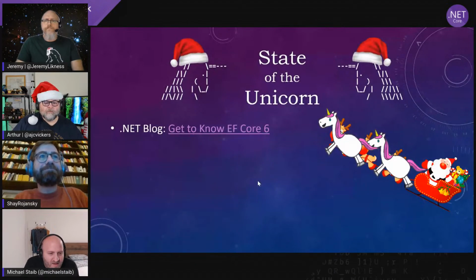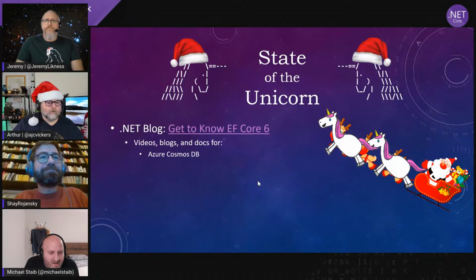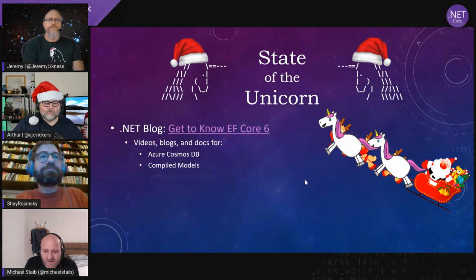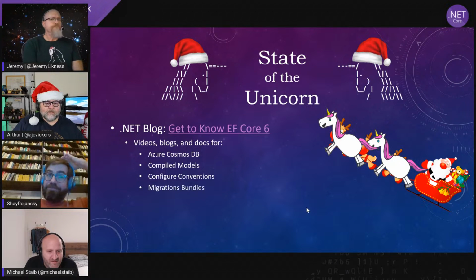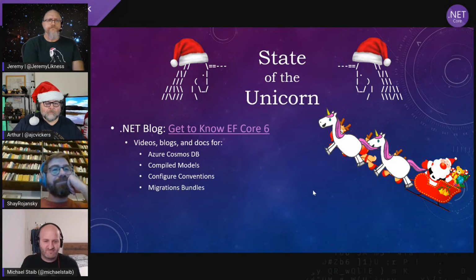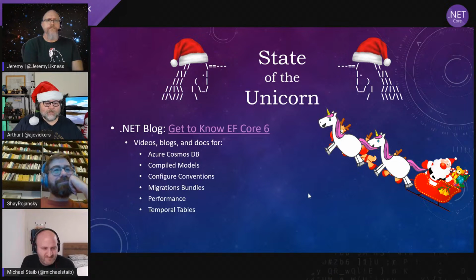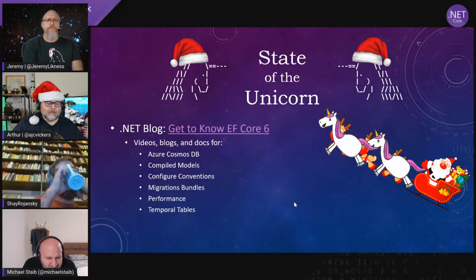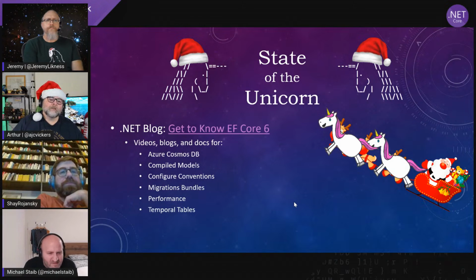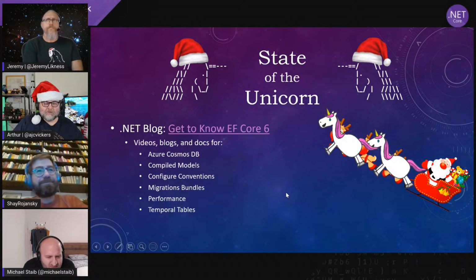So we have videos and docs for Cosmos DB stuff. We did a bunch of Cosmos DB stuff in there. Compiled models, great feature from Andrew to improve your startup time. Configuring conventions, again, from Andrew, helps your model building. Migration bundles, Bryce has been working really hard to get that. People seem to love it. Shai has done a lot of performance stuff here. And temporal tables from Maurycy. And then, of course, Smit, as always, does all of the great query stuff, even though it's not on the list here because it's so fundamental to everything.